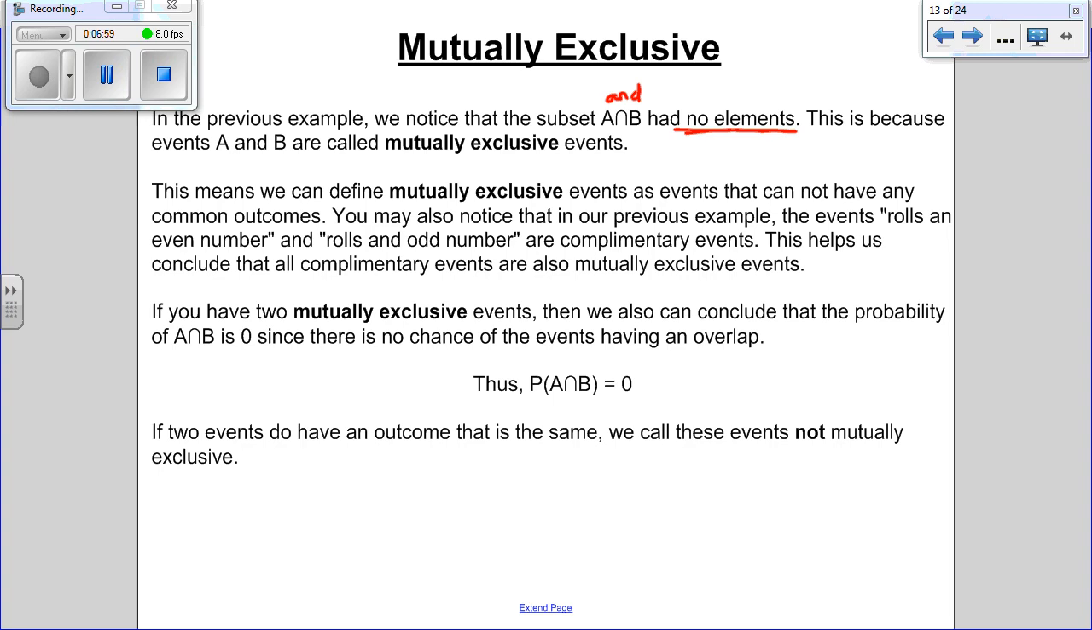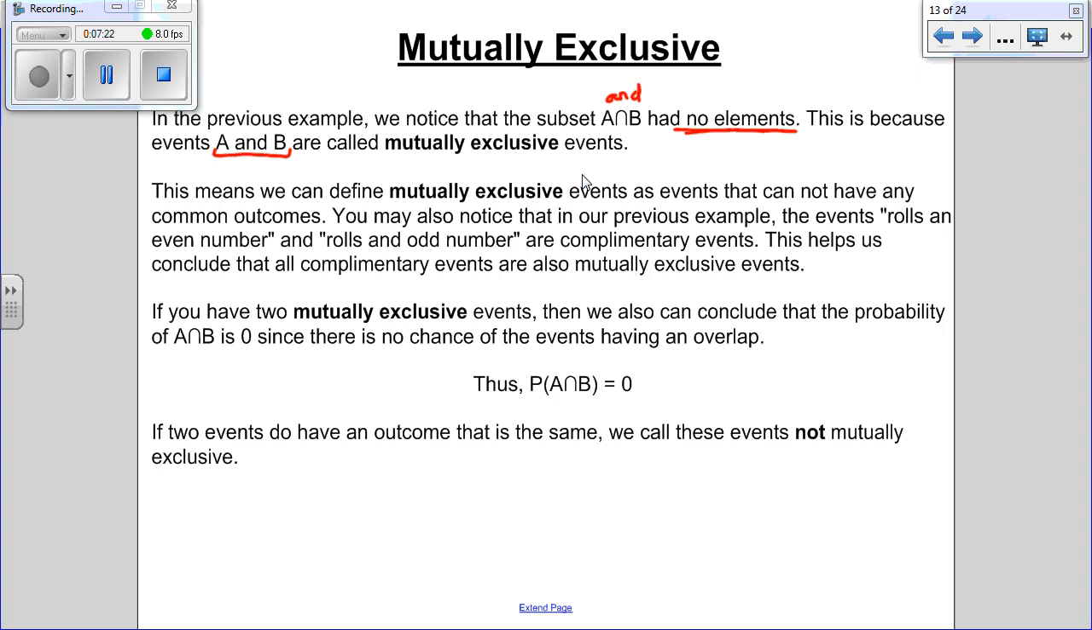So A and B are mutually exclusive events, meaning that there's no way they could both happen at the same time. That's what mutually exclusive means. Mutually exclusive means there's no way that event A and event B could occur at the same time.